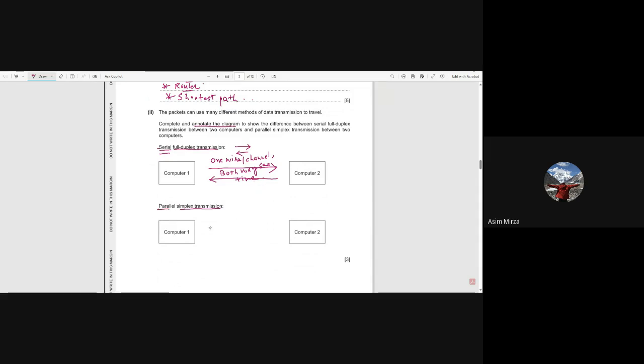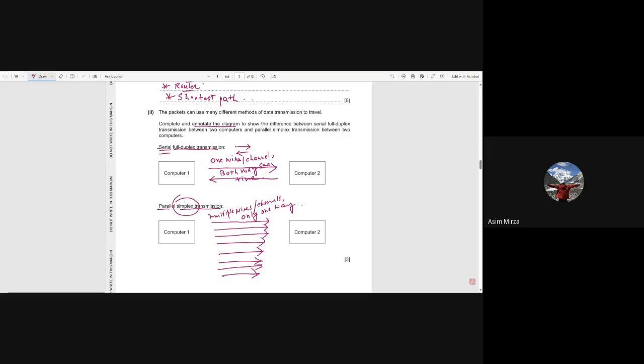Parallel means we have multiple wires or channels. Normally we have 8 channels or wires in parallel mode: 1, 2, 3, 4, 5, 6, 7, 8. That is multiple wires or channels, and only one direction, only one way. You know it, right? Simplex means only one way, either from computer 1 to computer 2 or computer 2 to computer 1. Clear? Is that clear? Okay.